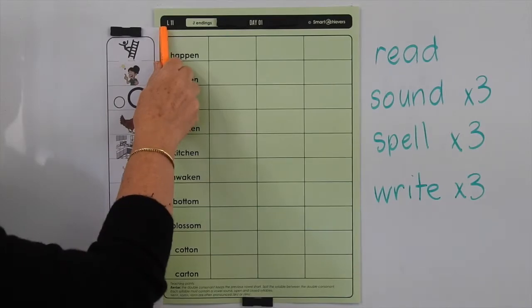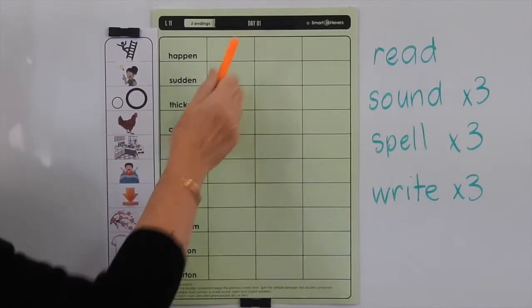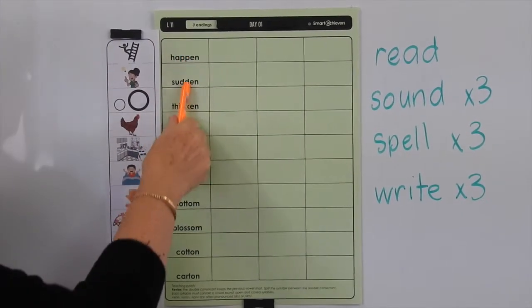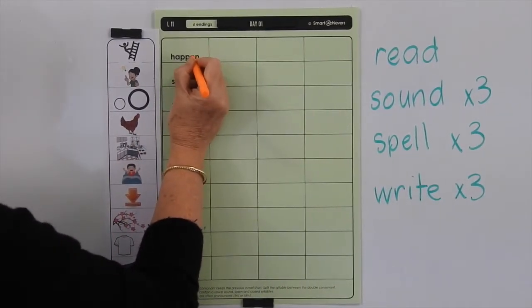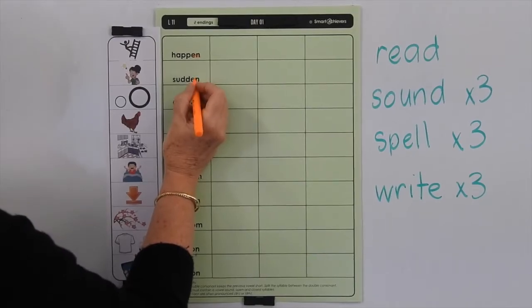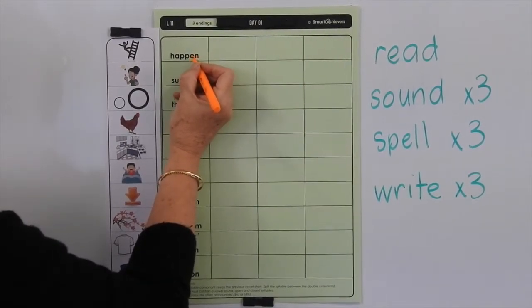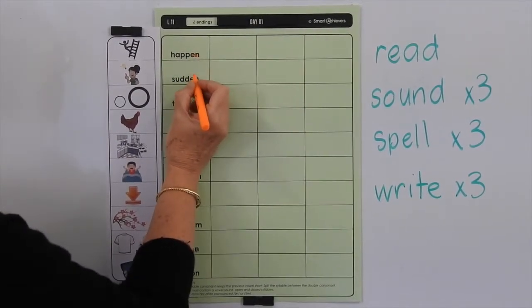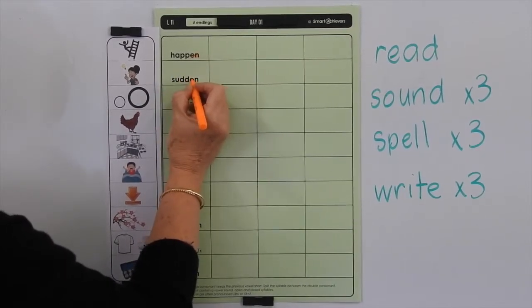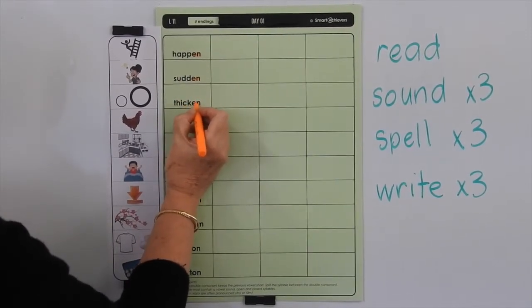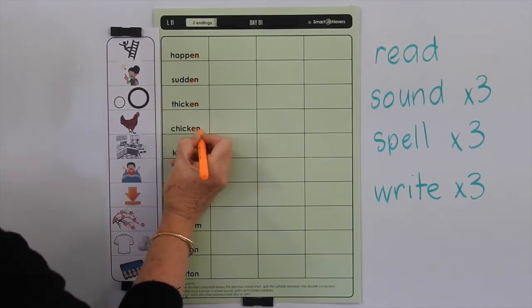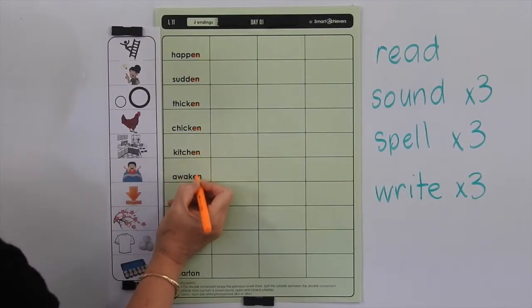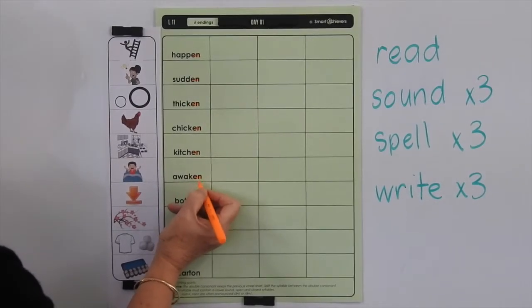This is level L, list 11, and we're doing the day 1 page. And here we've got some different schwa endings. So we've got happen, so we give it a bit of a grunt ending. We don't pronounce it correctly as N. We go un: sudden, it's the EN, thicken. You could say it correctly like chicken, kitchen, awaken, but we don't tend to do that.